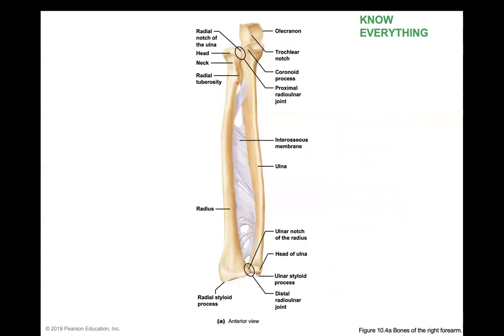And then here again, we have the radius and ulna, which make up the forearm. So key regions on the ulna are the olecranon, the trochlear notch, the coronoid process at the proximal end, and the ulnar styloid process down here on the distal end. And then the key regions on the radius are going to be the head, the radial tuberosity for the proximal end, and on the distal end, we have the radial styloid process. Make sure you guys go over these because they will be on the practical.